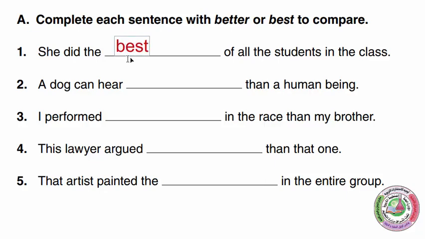A dog can hear something than a human being. Comparing a dog's hearing and a human being's hearing, better. So a dog can hear well. Without comparison, we say a dog can hear well. When we compare them to a human being, a dog can hear better than a human being. I performed something in the race than my brother. I did better, or I performed better than my brother. Because we're comparing the way we did, not ourselves.